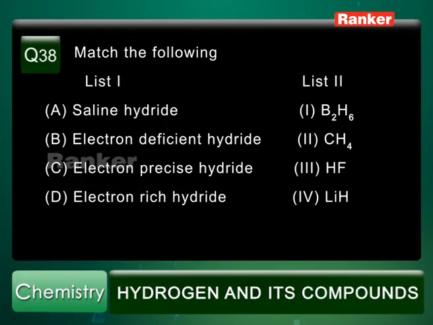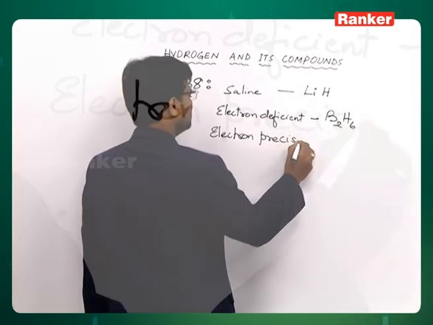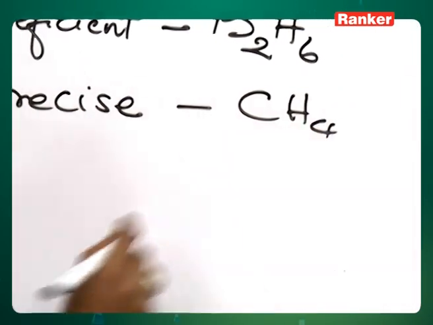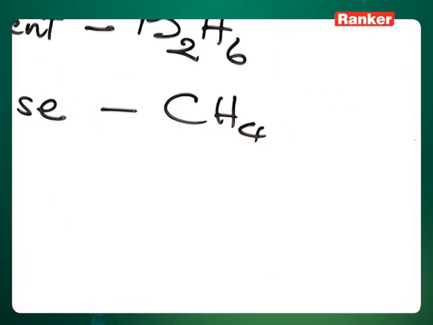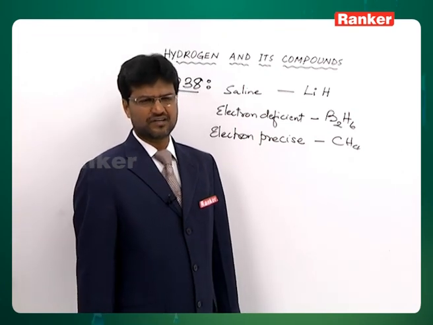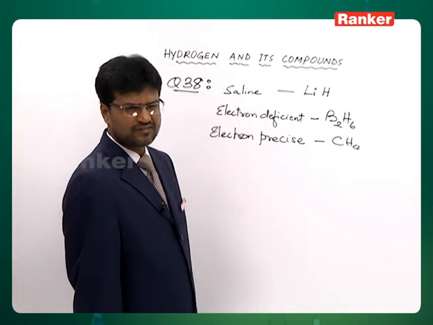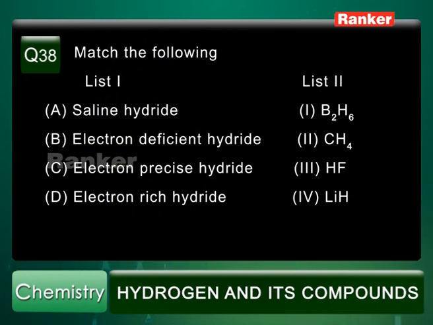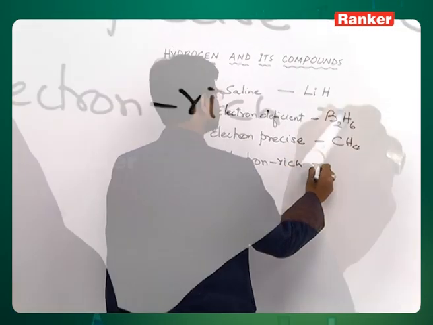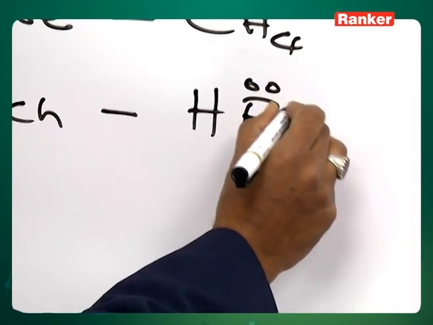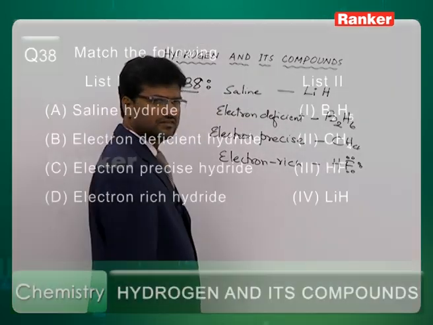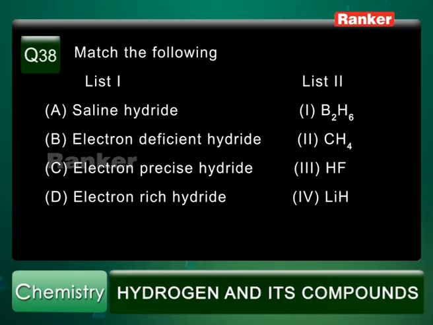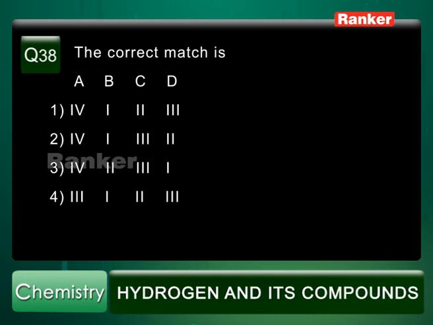Then you have electron precise hydride, and among them the electron precise hydride is methane CH4. It is surrounded by 4 bond pairs, and it has octet configuration. And then one more is electron rich. Electron rich is HF, because F has got 3 lone pairs around it. So, it is octet configuration with lone pair of electrons. So, it is electron rich. Therefore, correct answer is first option.